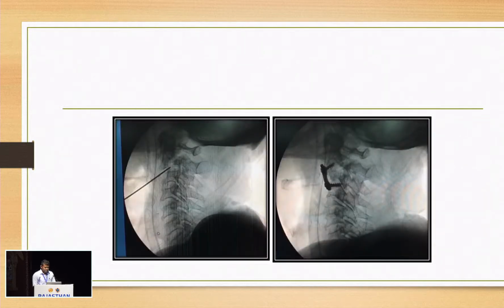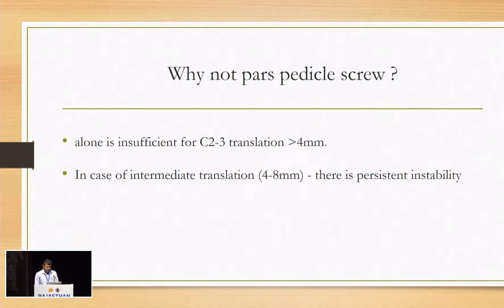Also, there have been studies showing that only anterior fusion, in a long-term follow-up, can give rise to local kyphosis as well as require repeated redo surgeries. Why not pars pedicle screw alone?